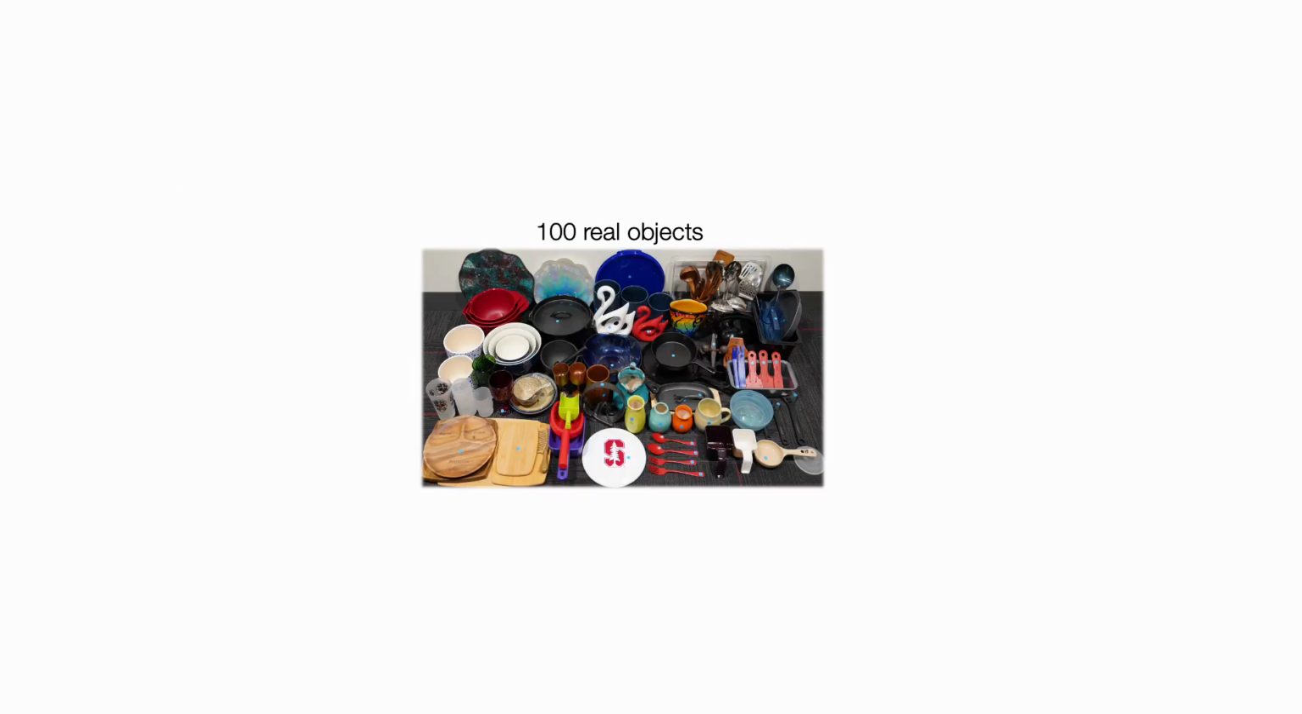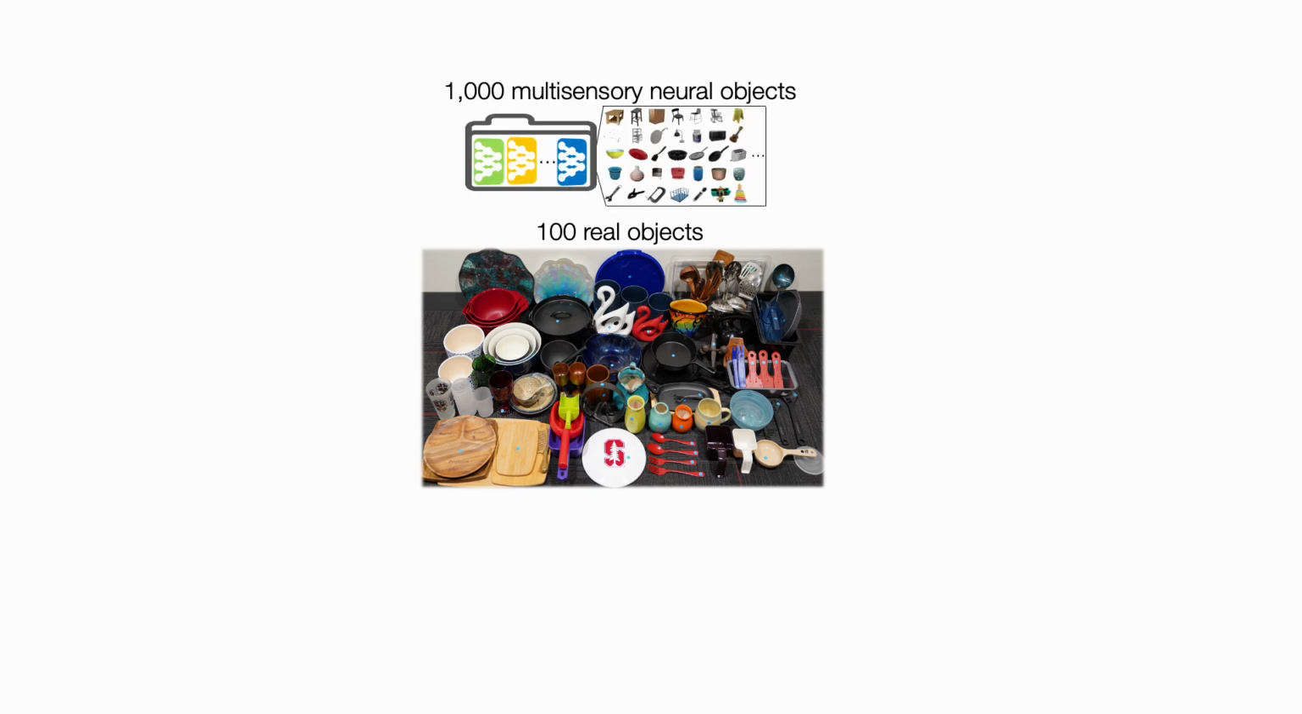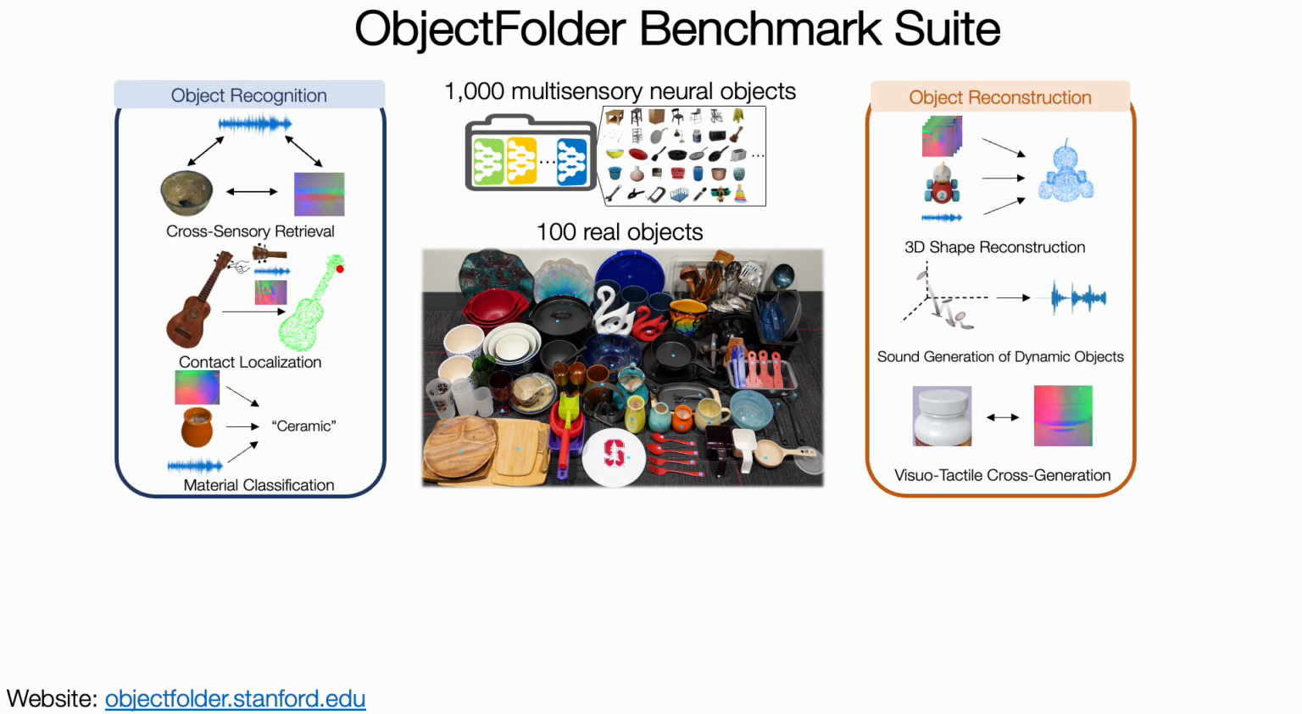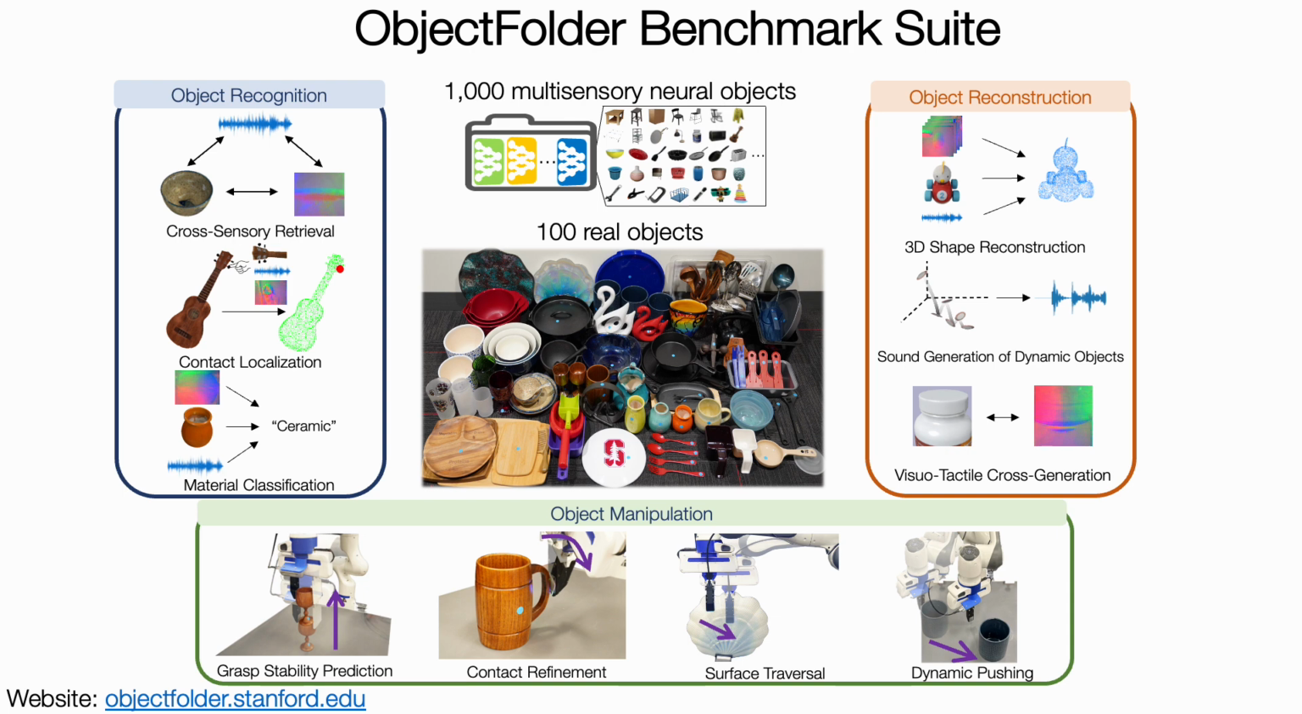In this work, we first introduce the ObjectFolder real dataset that includes the multisensory measurements for 100 real-world household objects, building upon a newly designed pipeline for collecting the 3D meshes, videos, impact sound, and tactile readings of real-world objects. Based on these 100 real objects and the 1,000 multisensory neural objects from our earlier work, we introduce a benchmark suite of 10 tasks for multisensory object-centric learning, centered around object recognition, reconstruction, and manipulation with sight, sound, and touch.